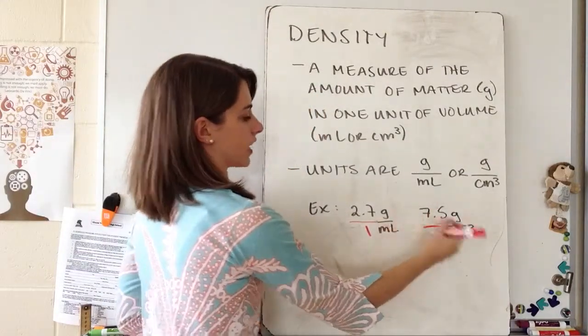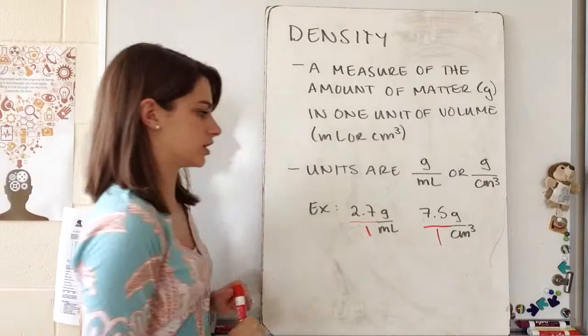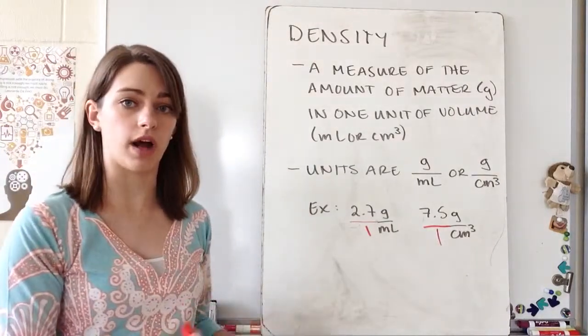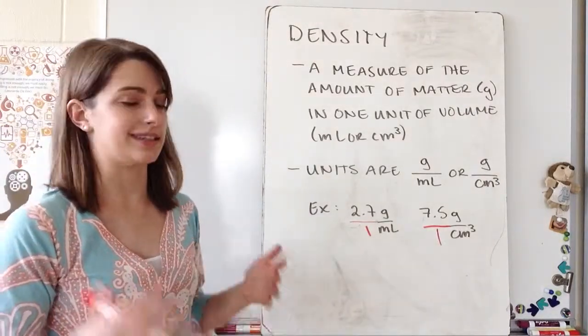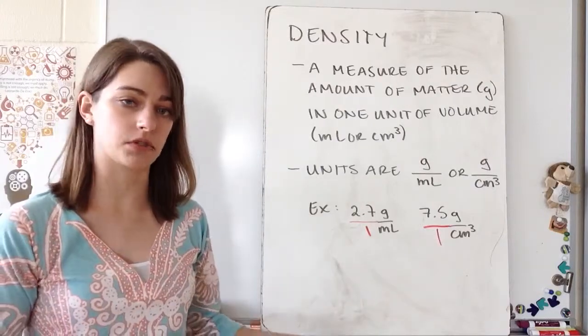If I look at another example, if I have 7.5 grams per centimeter cubed, that means that my 7.5 grams will have a volume of 1 centimeter cubed, or if I take 1 centimeter cubed and mass it, it's going to have a mass of 7.5 grams.